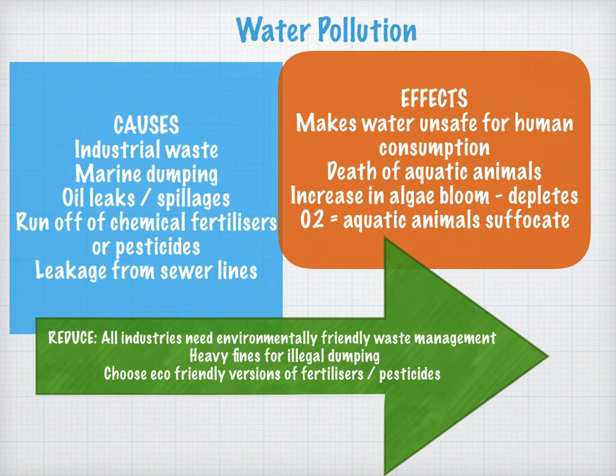Water pollution is caused by industrial waste from chemical solvents, dumping in the sea, oil leakages or spillages, the runoff of chemical fertilizers and pesticides, and leakage from sewer lines. The effects include making water unsafe for human consumption, death of aquatic animals, and an increase in algae bloom, which depletes oxygen in water, causing sea life to suffocate. We can reduce water pollution by all industries taking on environmentally friendly waste management systems and avoiding illegal dumping of industrial waste, ensuring heavy fines are imposed for illegal rubbish dumping and oil spills, and to reduce the use of fertilizers and pesticides or choose eco-friendly versions.